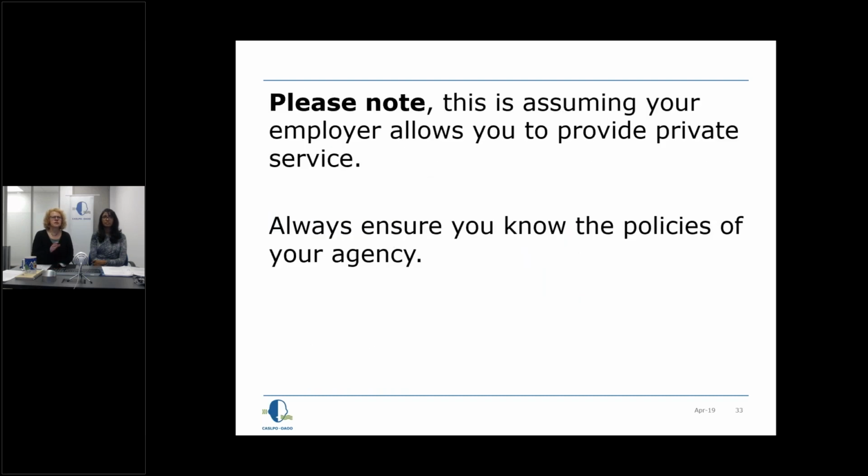Okay. The other thing just to note in these kinds of situations, we're not suggesting that we are allowing you to do this. It really is dependent on your employer. So we assume that you check in with your employer to see if you are able to provide services privately.